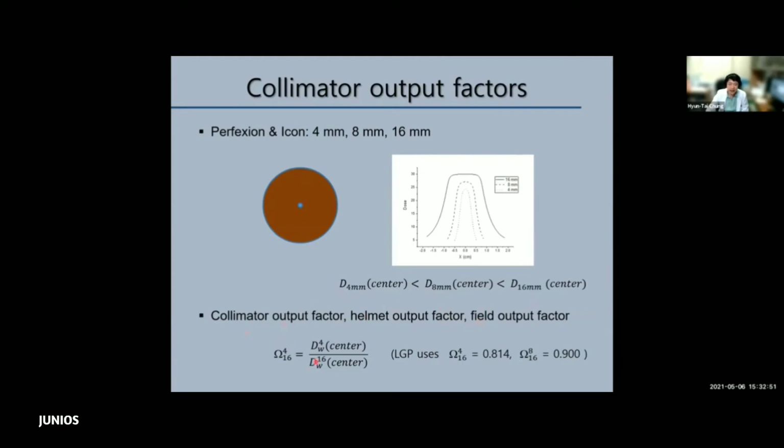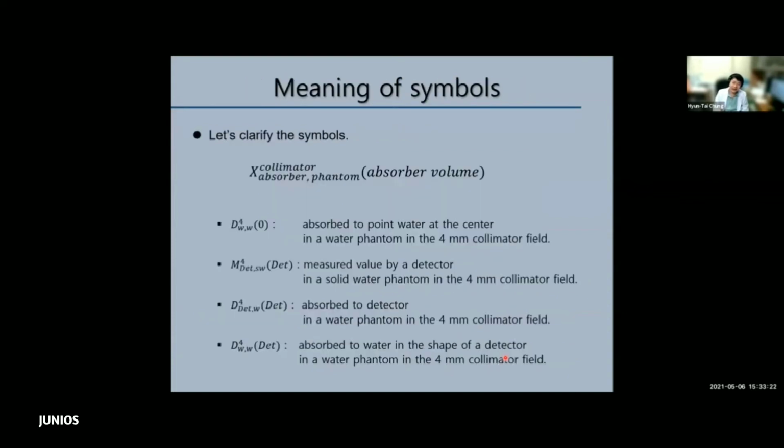They have the same meaning. So let's say omega 4/16 is the collimator output factor of the 4 mm collimator. Then LGP, the treatment planning program of Gamma Knife surgery, uses omega 4/16 of 0.814, and omega 8/16 is 0.900. So it's our task to check how accurate these values are. We are medical physicists, so we need to check the accuracy.